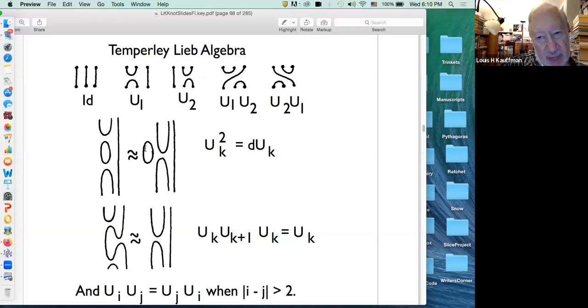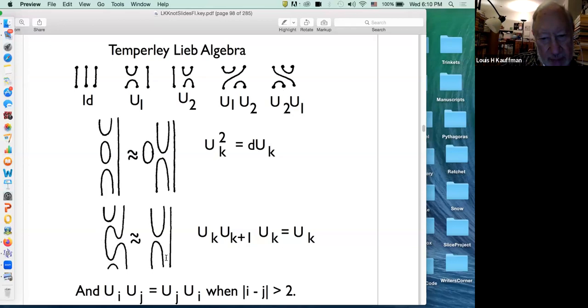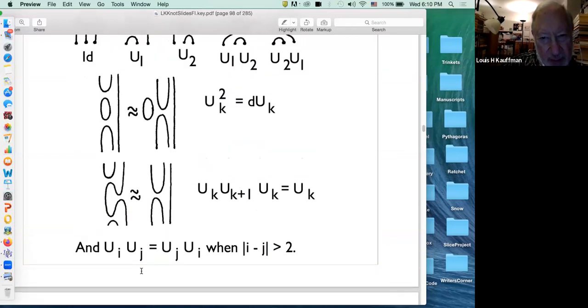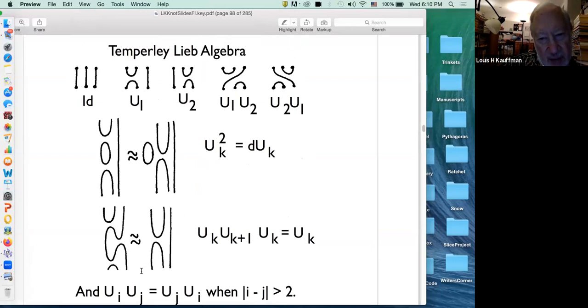And then there are other relations. For example, if you take U1 and then you multiply it by U2, and then you multiply it by U1, well, you get a line like this that just pulls out topologically and it becomes U1. So U1, U2, U1 is equal to U1. And if you had more lines, you would find that they commuted when they were far apart. And this is called the diagrammatic Temperley-Lieb algebra.